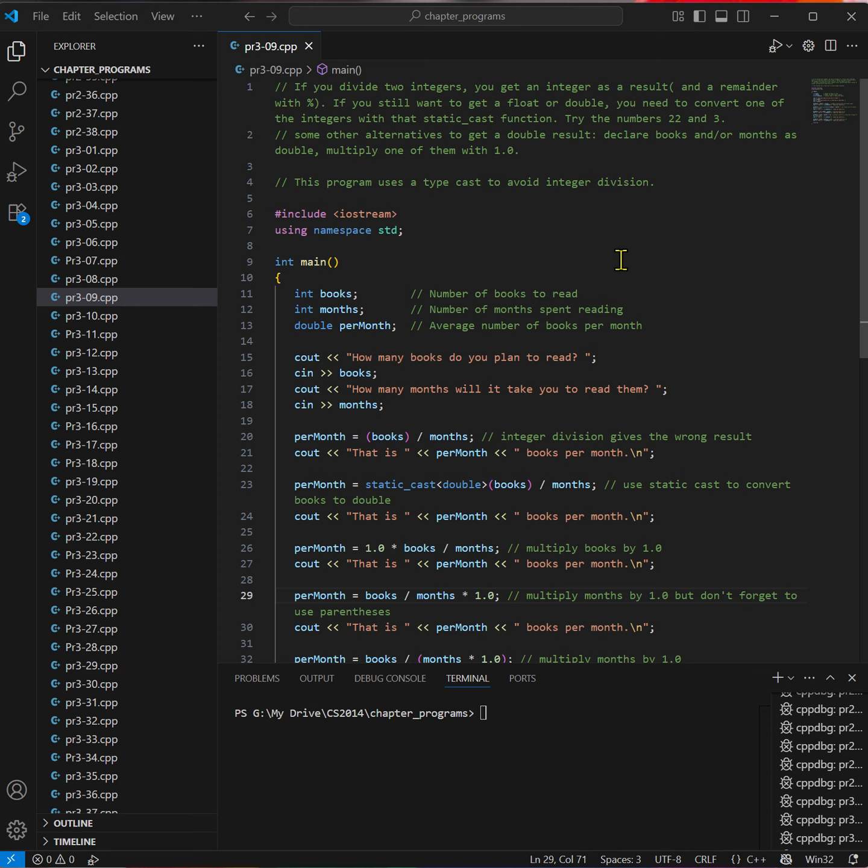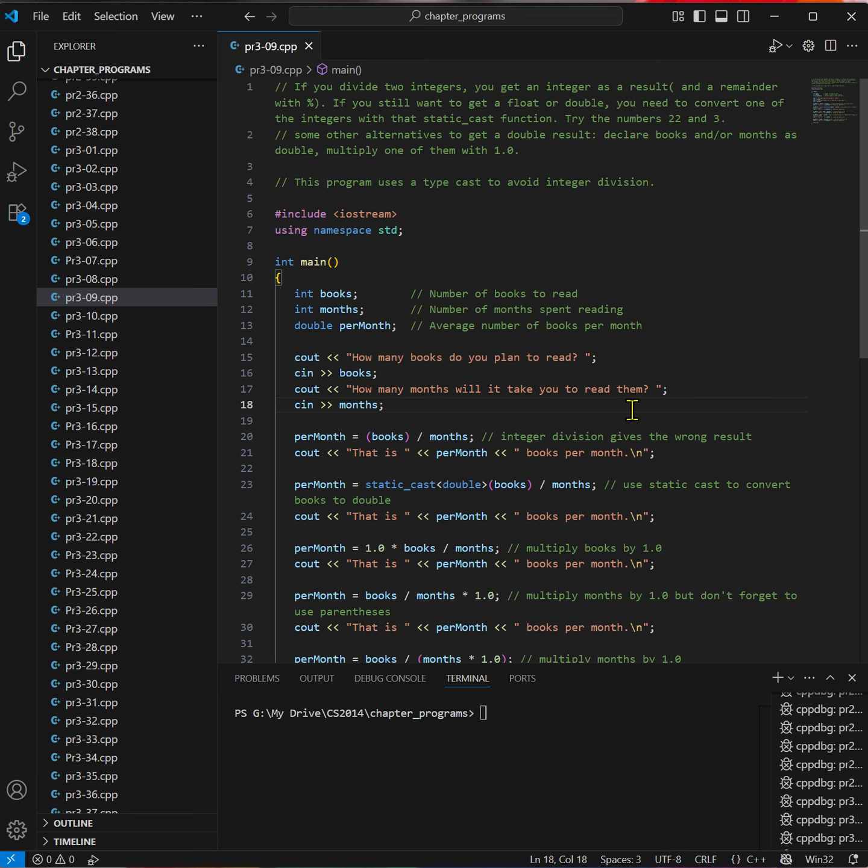The book over here introduces the static cast. The way that works is that it takes some variable, in this case the number of books, an integer, and it converts it to a double. The static cast means that it's done just for these purposes. It does not change books to a double permanently, but only for the purpose of this calculation.